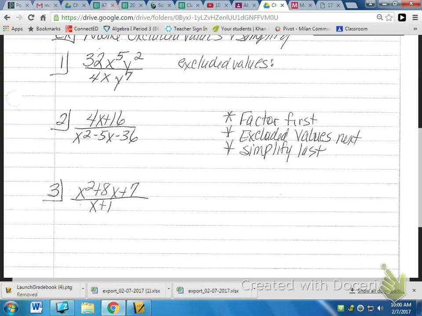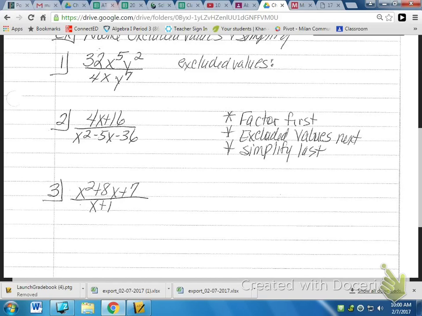Okay? What we have listed there on number 1, 32x to the 5th y to the 2nd over 4x y to the 7th. That is a monomial over a monomial. You have simplified these in the past.